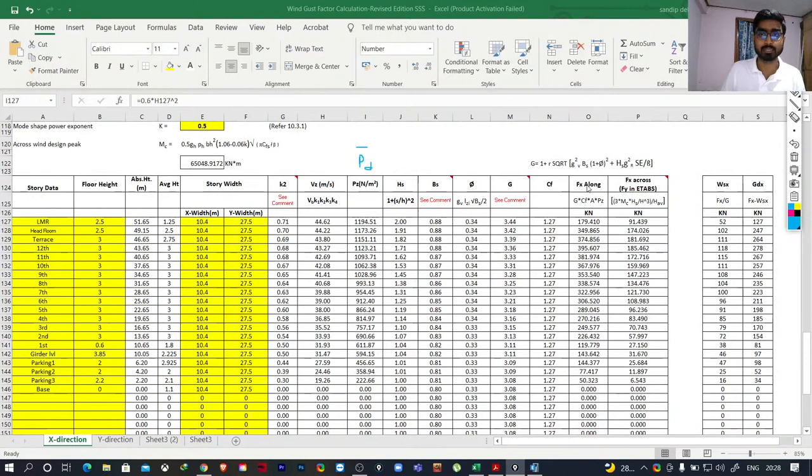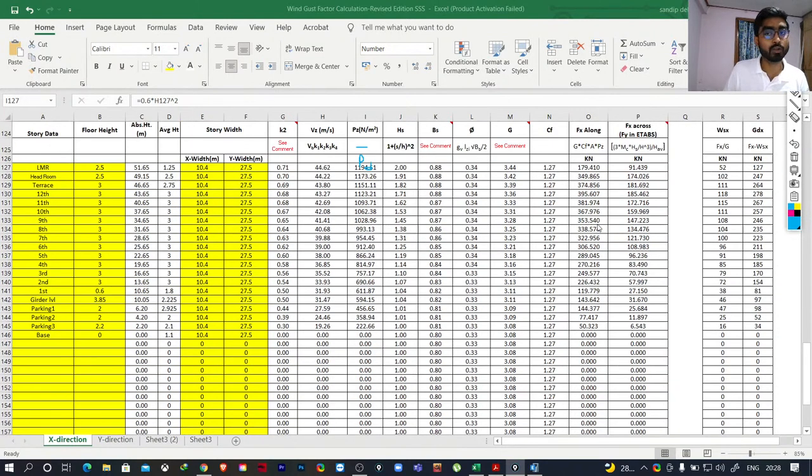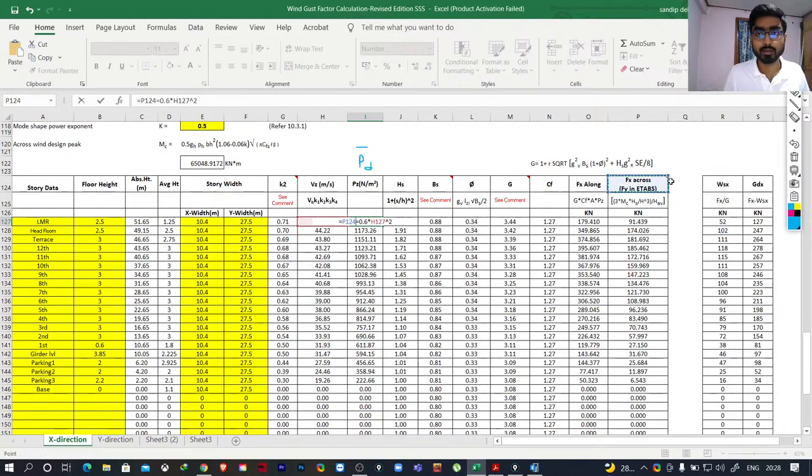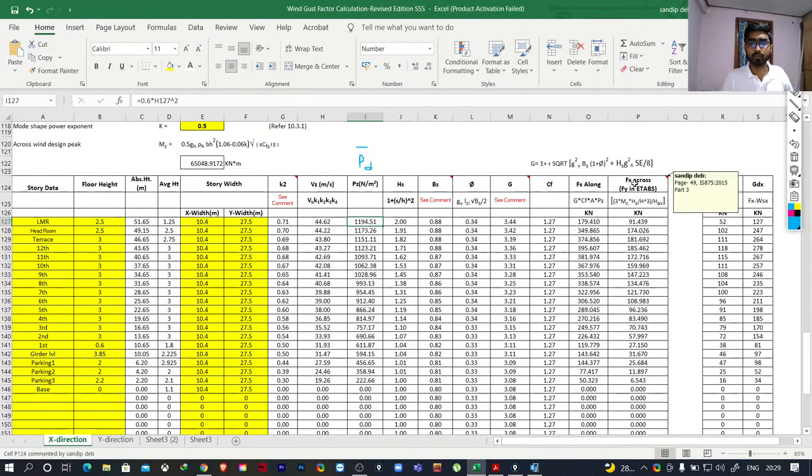Now we need to find out the across wind also. We have got this force for along direction. It will be applied in the x direction. Now simultaneously, we need to assign another force from the perpendicular direction, which is the across direction. Let me correct it here. It will be x across. That means it will be applied in the y direction in ETABS, if I'm using ETABS.